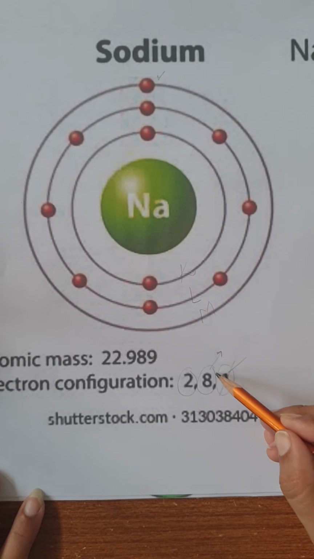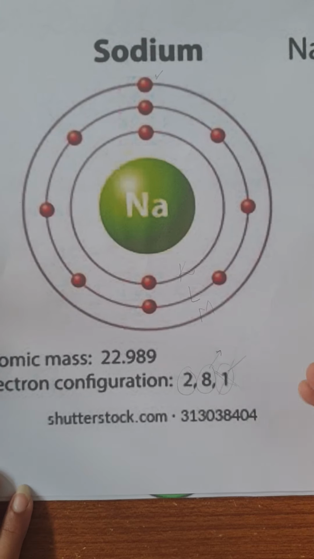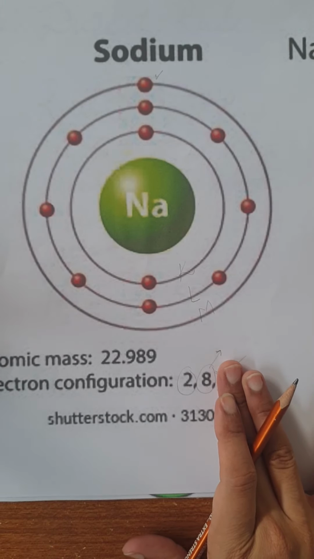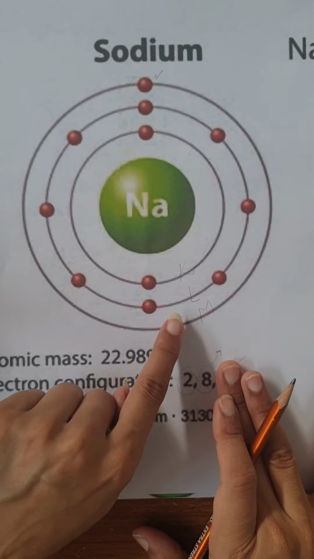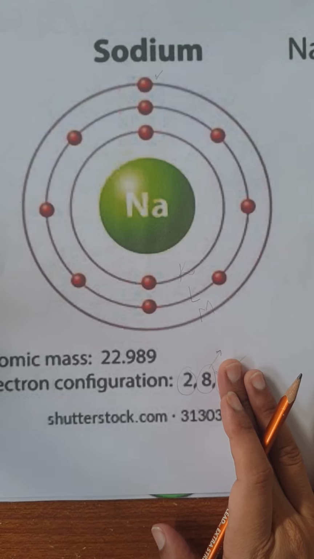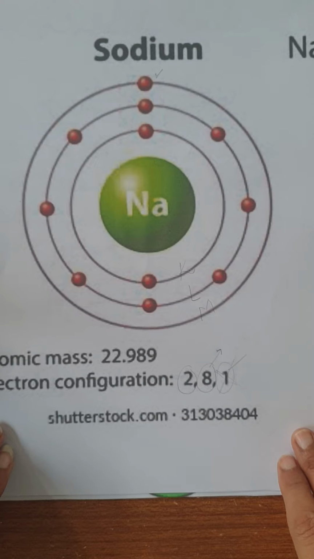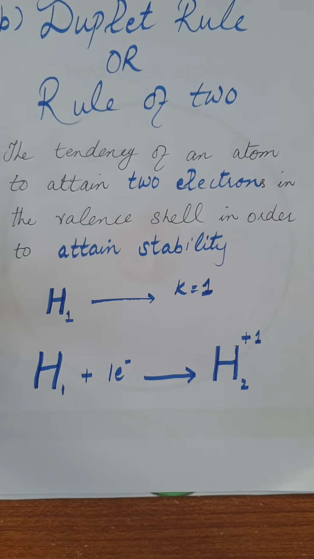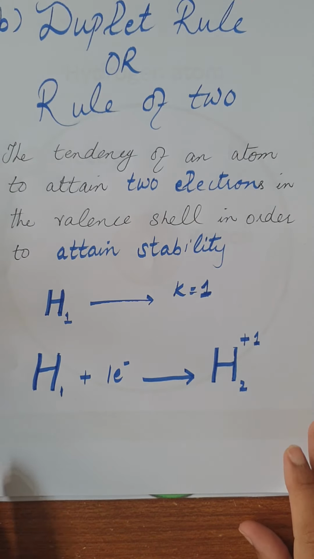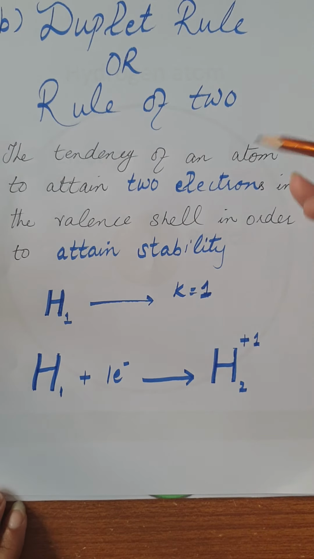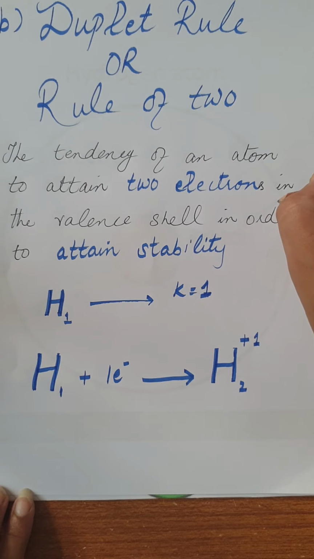That 1 electron which is present in the M shell will be removed. For that reason, sodium can gain stability with the help of 8 electrons in its outermost orbit, and now the outermost orbit will be L, not M. So sodium will follow the octet rule. Similarly, we have another rule. That rule is known as the duplet rule or rule of 2: the tendency of an atom to have 2 electrons in its valence or outermost orbit in order to attain stability.